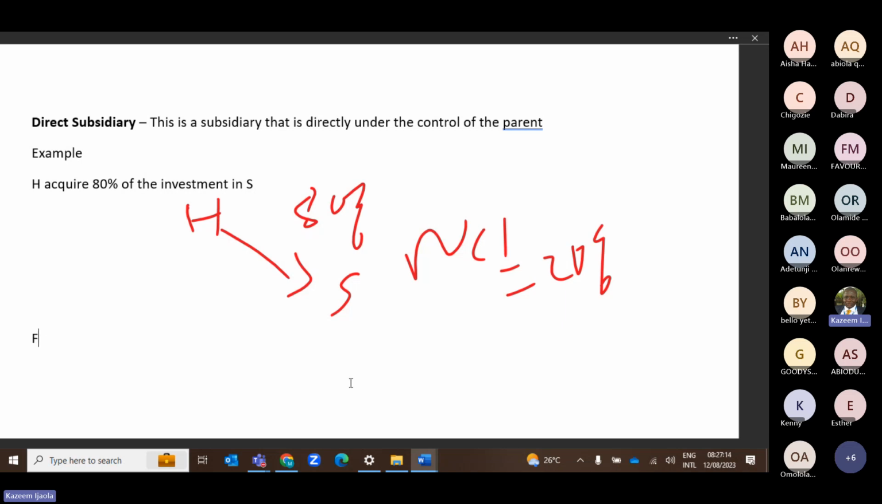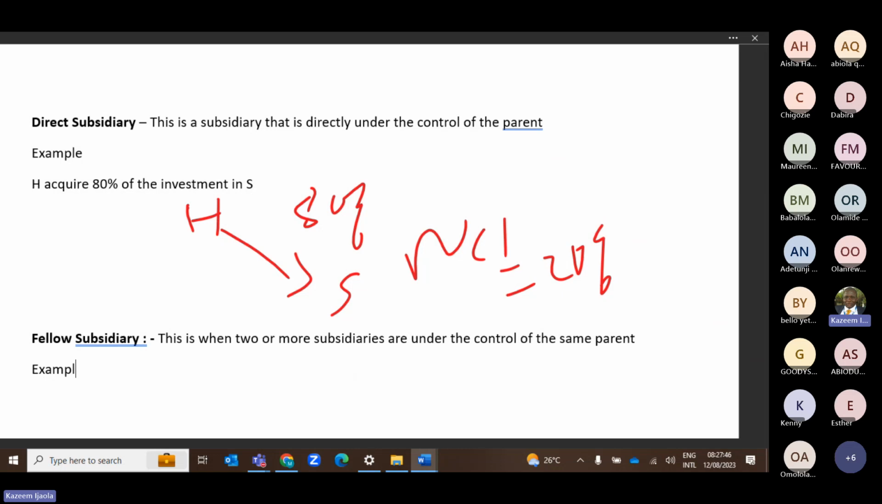The second one is fellow subsidiary. Under fellow subsidiaries, this is when two or more subsidiaries are under the control of the same parent. That is what a fellow subsidiary is.